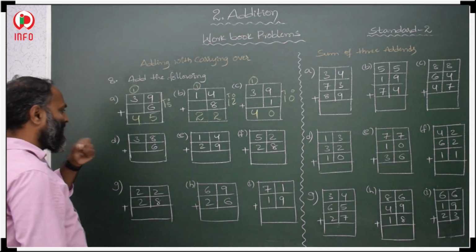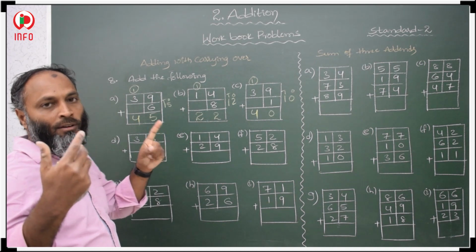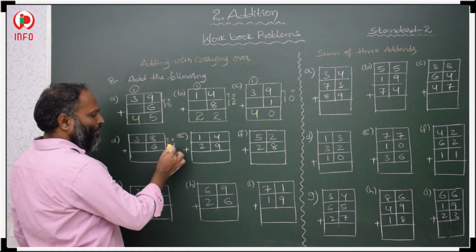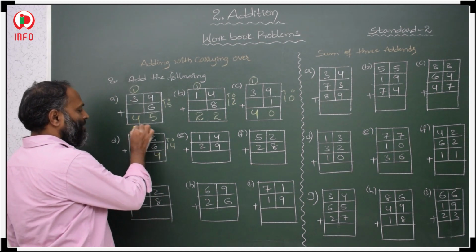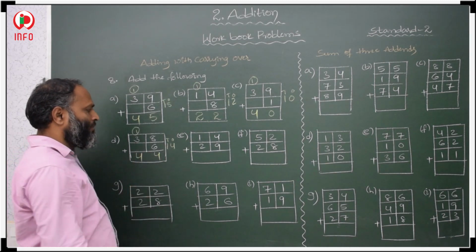In the same way, 8 plus 6: 8, 9, 10, 11, 12, 13, 14. Total 14. 14 means this is ones, this is tens. 4 is in ones place, 1 is in tens place. 3 plus 1, 4. 44.